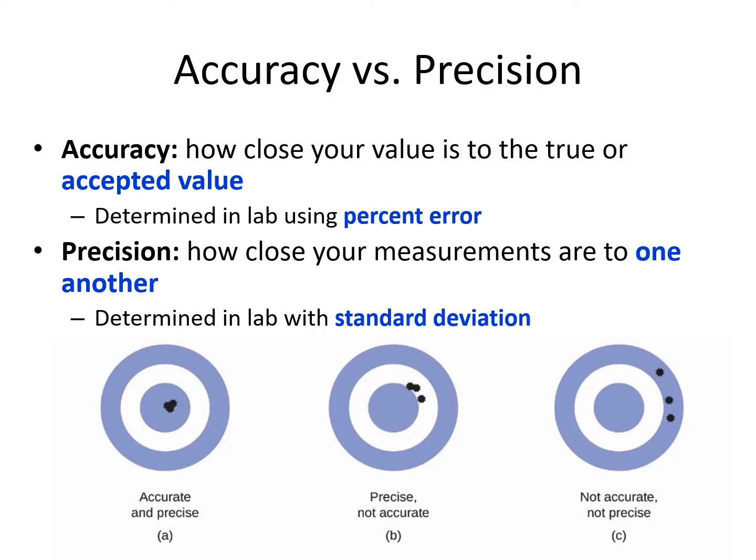Figure C shows something that is neither precise nor accurate. The holes are not in the center and not near each other. In the lab, if you are doing an experiment that has never been done before, you may not have a true value to compare your results to. Therefore, you could not measure accuracy, but could only measure precision. The more repeatable your experiment, the more likely it is that you have found the true value.